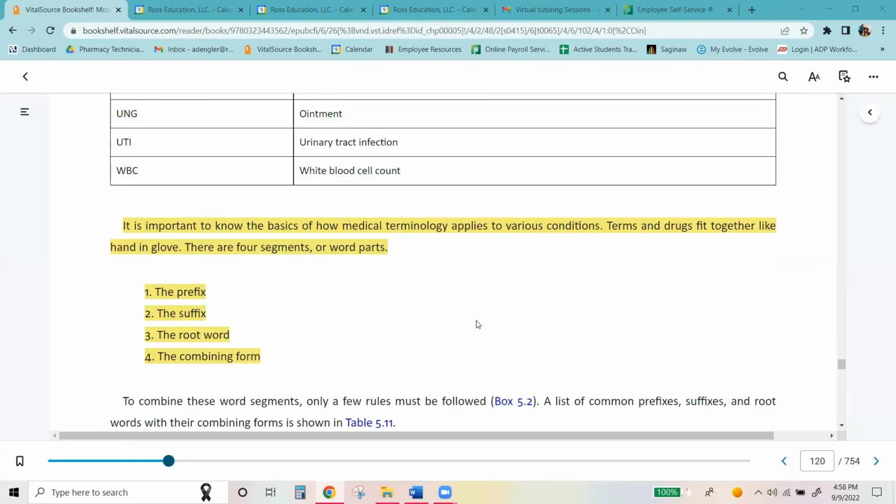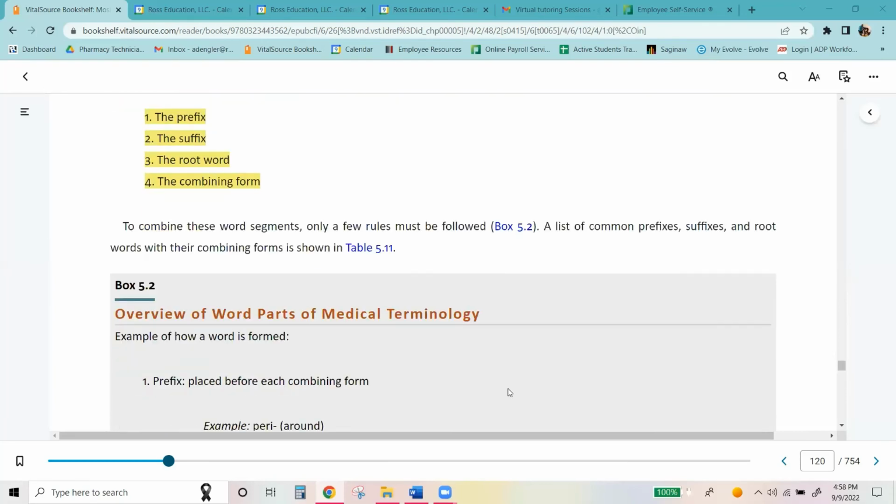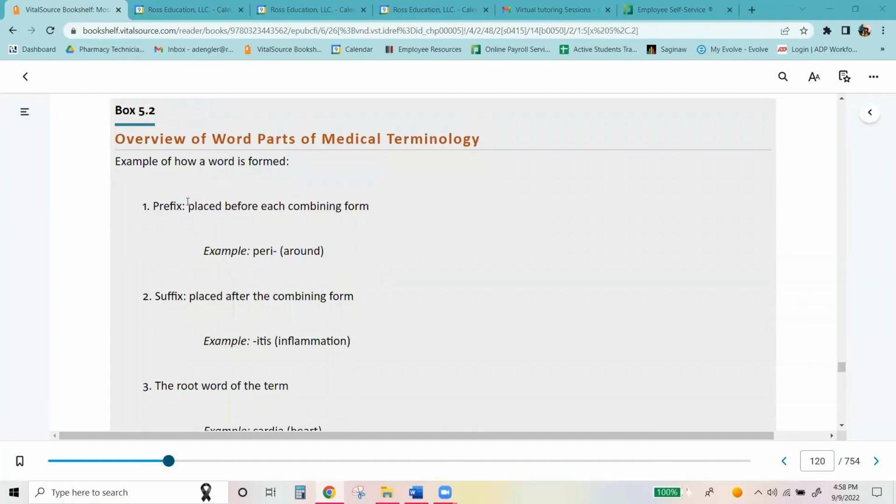So when we talk about medical terminology, terms and drugs fit together like hand in glove. There are 4 segments: the prefix, the suffix, the root word, and the combining form. The prefix is placed before each combining form. For example, the prefix peri means around. The suffix is placed after the combining form. So itis: if you see any medical term with itis at the end, it means inflammation of whatever body part is the root word.